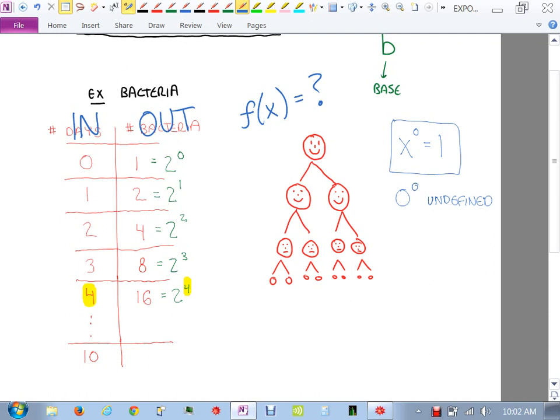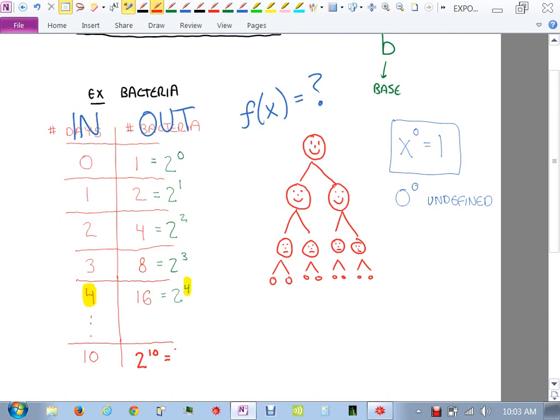So that means on the 10th day I would have 2 to the 10th, which I would need my calculator for. Let me mention now, you should have your calculator with you every day, probably for the rest of the semester. Your phone is not acceptable on a test as a calculator. So bring your calculator. You do not want the test to be the first time you're trying to use your calculator to do this stuff, because everyone's calculator is different. The way you type things in is different.